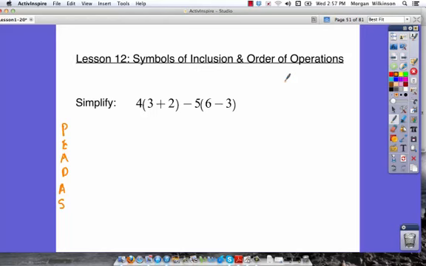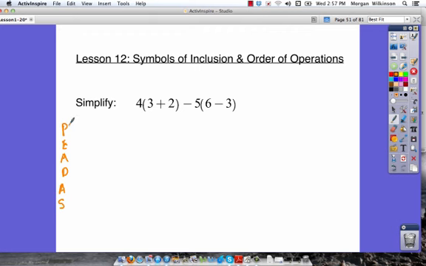Lesson 12. In Lesson 12 today we're talking about symbols of inclusion and order of operations. Now the first problem that we have is to simplify, and we've got 4 times the sum of 3 and 2, and then we've got minus 5 times the difference of 6 and 3.